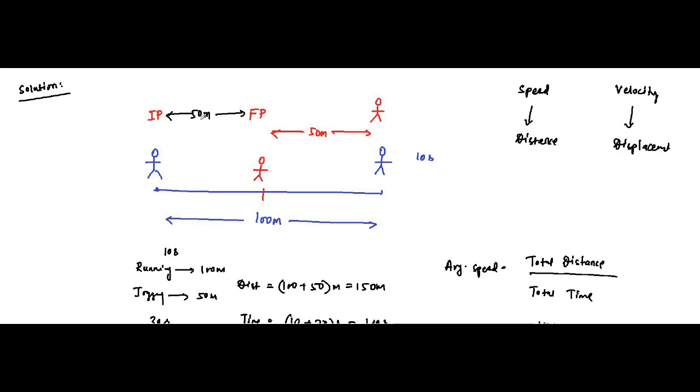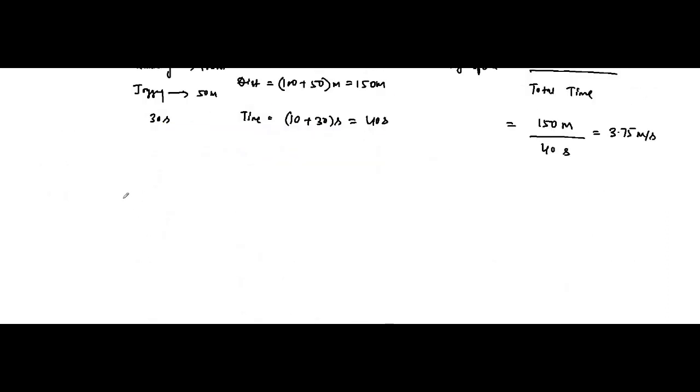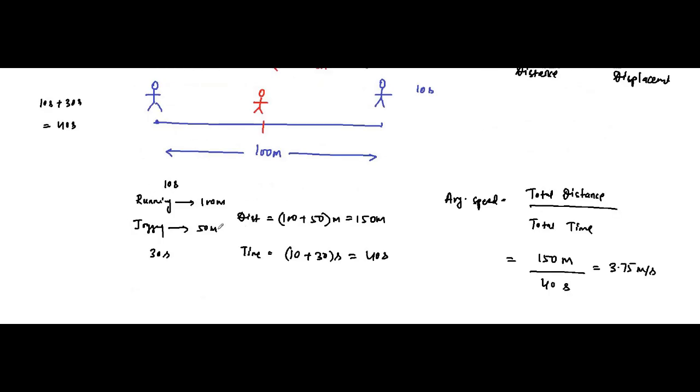But here the time taken to achieve this displacement is the same. That is 10 seconds plus 30 seconds equals 40 seconds. So here the net displacement is 50 meters and the total time to achieve that displacement is 40 seconds. Even though the distance he has covered is 150 meters, the displacement is 50 meters.